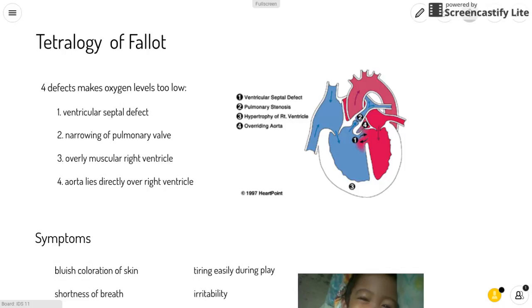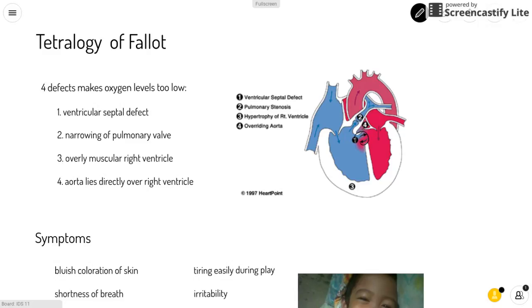This defect is composed of 4 different defects, which makes the oxygen level too low. The first of these defects is a large hole in the wall between the 2 ventricles, called a ventricular septal defect. This allows oxygen-poor blood to mix with oxygen-rich blood. And in the diagram, you can see that it is this defect here.